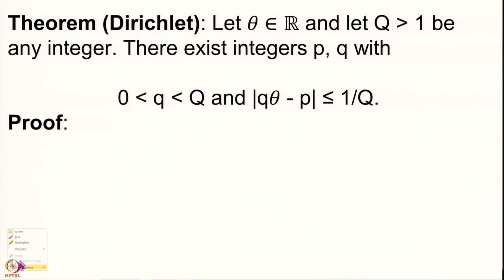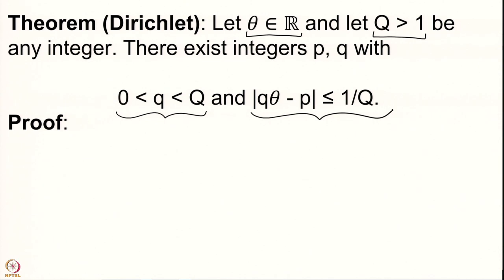So, let me recall the statement of the theorem, let us understand the statement of the theorem. We have a real number theta and we fix any integer capital Q bigger than 1. Then we say that there are integers p, q with the property that the denominator q is less than capital Q, and this difference is at most 1 by capital Q. This is the result that we want to prove.